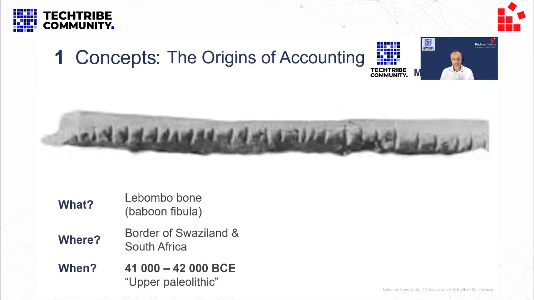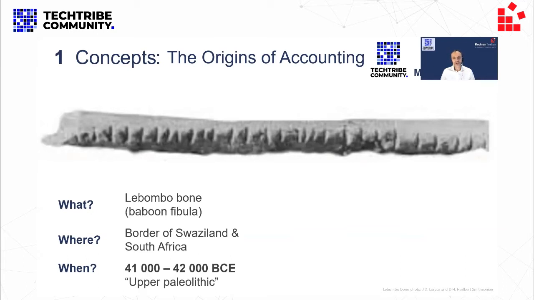The ability to count things is something that's so central to humanity that we don't even give it a second thought these days. But it had to start somewhere. And the interesting thing is that the current oldest evidence of humans doing some counting is what's called the Lebombo bone, which was discovered on the border between Swaziland and South Africa, dating to about 41 to 42,000 BCE in the Upper Paleolithic period.